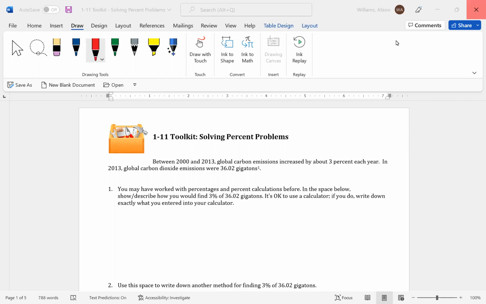Okay, so they're going to use this example in a few different places, but let's go ahead and explore what this is talking about. Obviously we're interested in the percent. The first thing they ask is, if you have worked with percentages before, let's use the space below to describe how you would find 3% of 36.02 gigatons. How do you actually find that 3% of that amount?